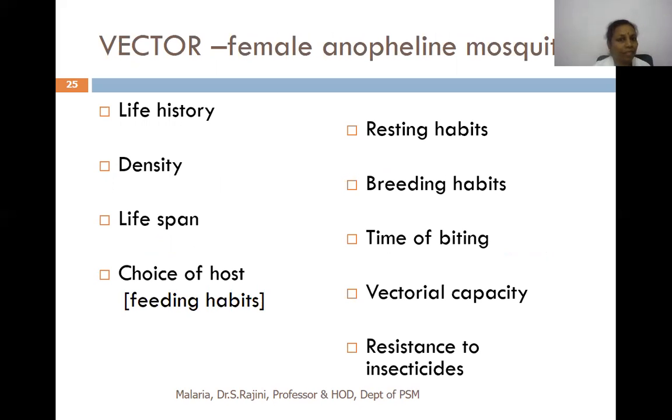And coming to the vector, you all know it's the female Anopheline mosquito. So that is the vector which is causing the infection. And life history of this vector. And what is the density?